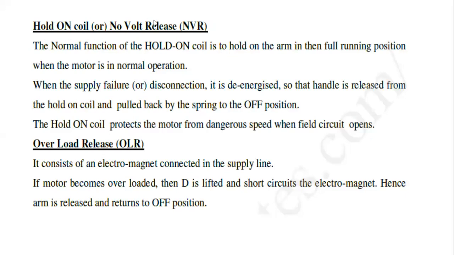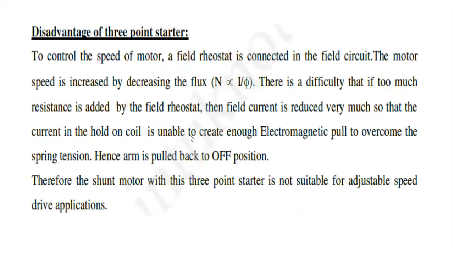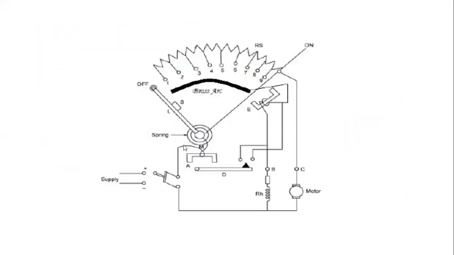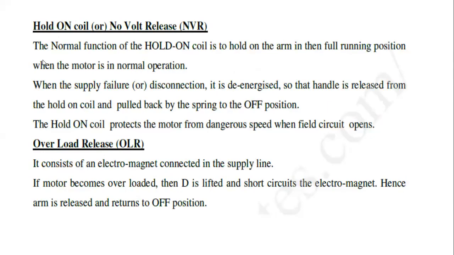Hold on coil, or the no volt coil. What is the purpose of the hold on coil or the no volt coil? This is the no volt coil. What is the main purpose of that no volt coil? The normal function of the hold on coil is to hold the arm in the full running position when the motor is in normal operation.